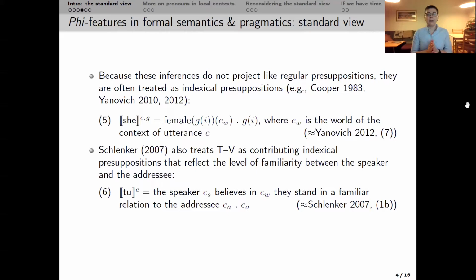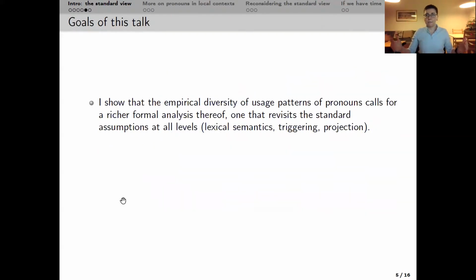A similar treatment has been proposed for TV features on pronouns. For example, Schlenker gives the following entry for the French T pronoun tu. Again, whatever the internal composition of this pronoun is, it ends up having a presupposition that the speaker of the context C believes in the world of the context, that they stand in a familiar relation to the addressee. And that's the standard story.